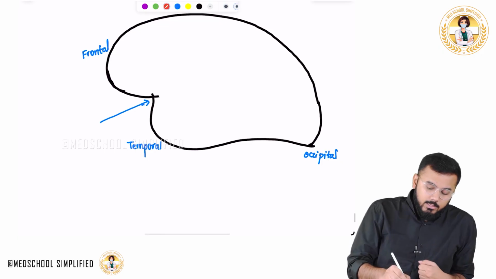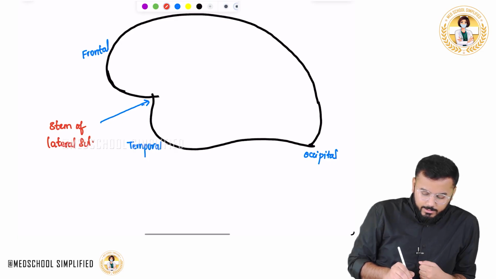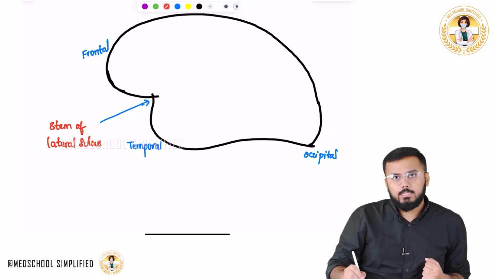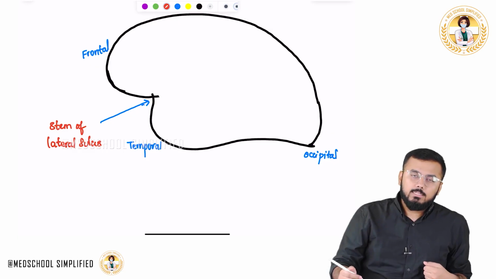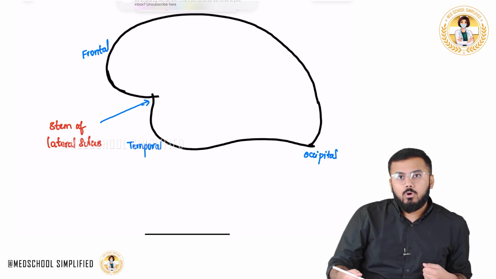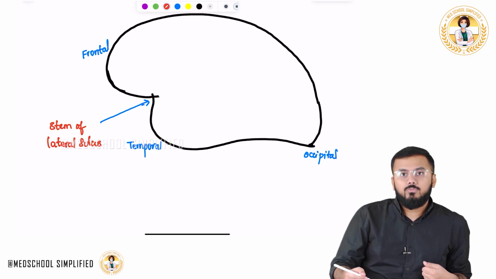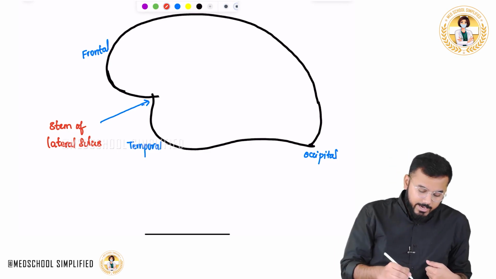What is this name? This is called the stem of the lateral sulcus. Now this stem of the lateral sulcus will divide into 3 branches. Branches are also called rami. So this stem of the lateral sulcus will be divided into 3 branches. Let us see what those 3 branches are.